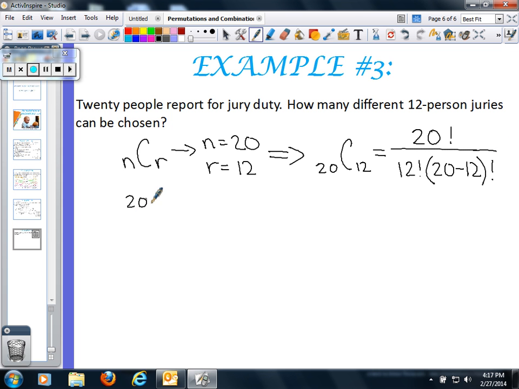You have 20, 19, 18, 17, 16, 15, 14, and actually I'm going to erase some of these here. You guys get the idea. So this would be dot, dot, dot, which means I'm going to skip, and we're going to go 2 times 1. Okay, so I have all these numbers in between. This is over 12 factorial.